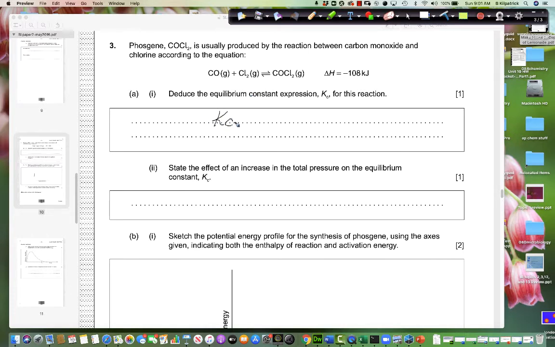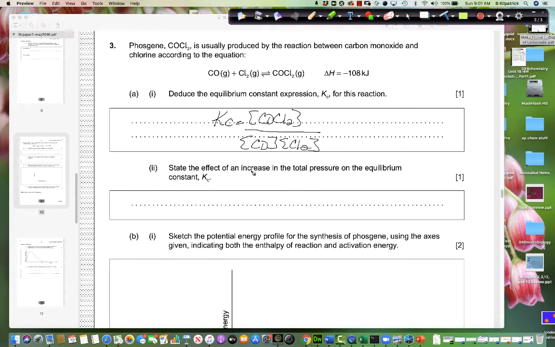So Kc is equal to the products over the reactants. It's the product to reactant ratio. That's what K is. And that's going to be to the first because the coefficient is 1, and then CO to the first because its coefficient is 1, and Cl2 because the coefficient is 1. All right, so the second one, and then this would earn you the mark. Yes, you do need to include brackets here. That's pretty much it, it should be a simple mark for this one.